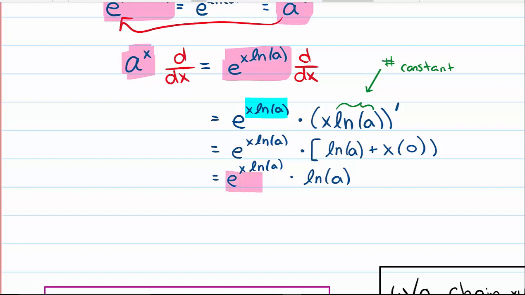Okay? Now, we're going to substitute back in. This right here, as we said before, is equal to a to the x. So this is going to be a to the x power times ln of a. Okay, so that's the derivative of a to the x power.